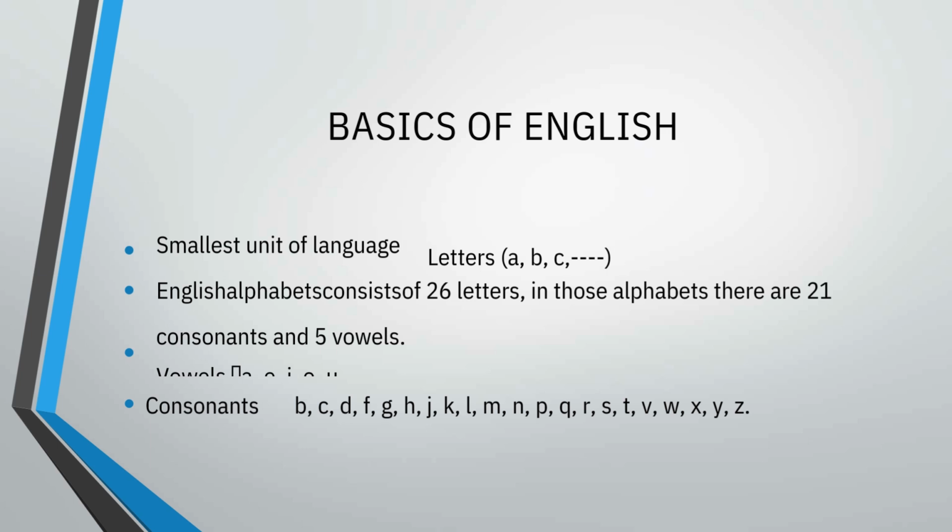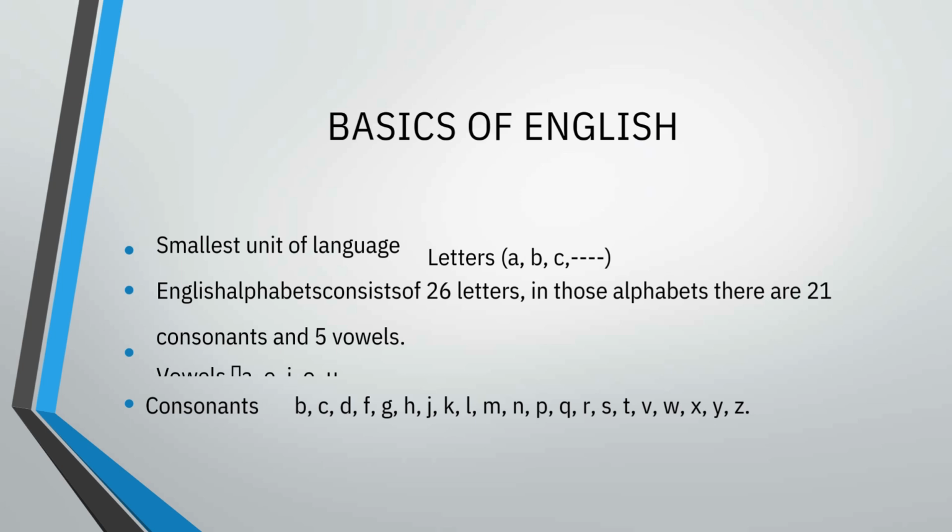In any language, the smallest unit of that language is the letter. In the English language, the letters are A, B, C, D. The English alphabet consists of 26 letters. In those, there are 21 consonants and 5 vowels. Vowels are A, E, I, O, U.